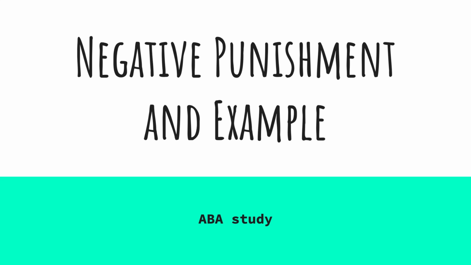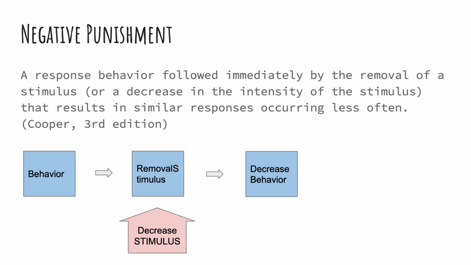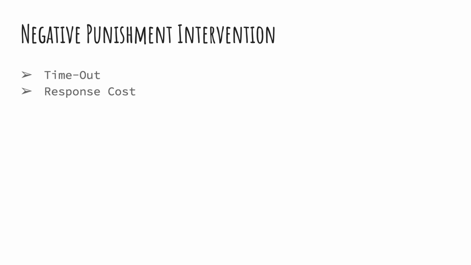Hello, everyone. Today we're delving into the realm of applied behavior analysis to explore a crucial concept: negative punishment. Negative punishment is a fundamental principle within ABA that involves the removal of a stimulus or a decrease in the intensity of the stimulus, resulting in a decrease in the frequency of a behavior. Negative punishment interventions primarily include timeout and response costs.